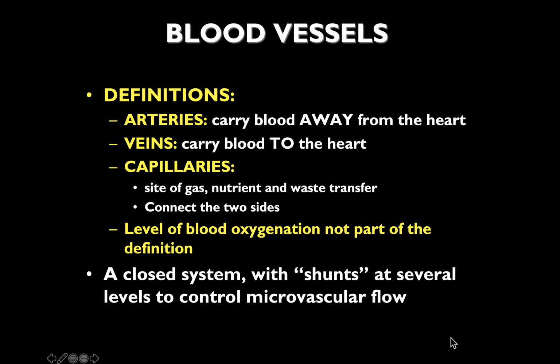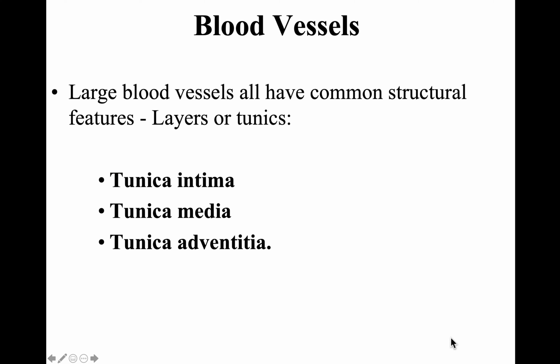This is a closed system, and there is some area where there's a direct connection between the arterioles and venules. Typically, we have artery, arteriole, then capillary, then postcapillary venule, then the veins. But sometimes there is a shunt area, a bypass area, where the arteriole is directly connected with the venules, and we will talk about that later.